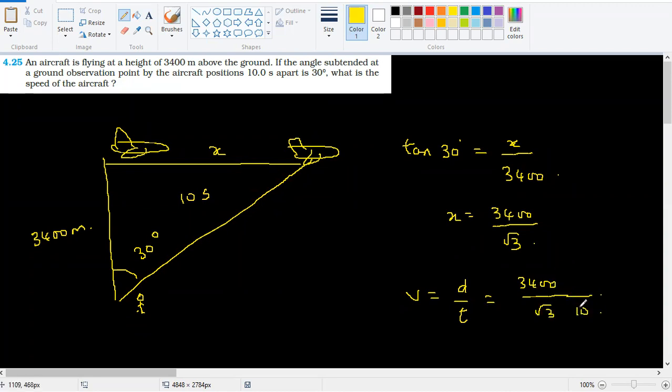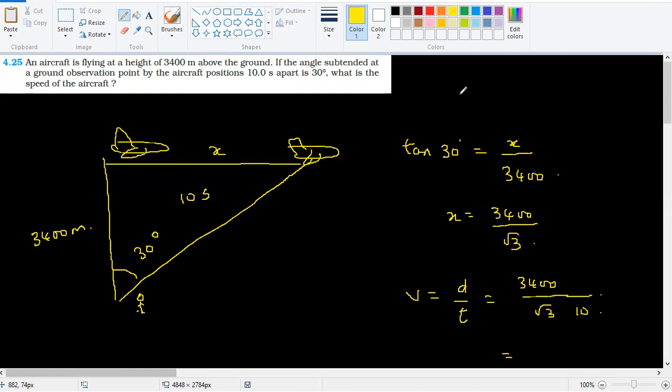So I'll cancel this and this. So the answer is 119.33. Is that correct? Anybody else? I have written it as 196.3. 119 or 196? Double check it.